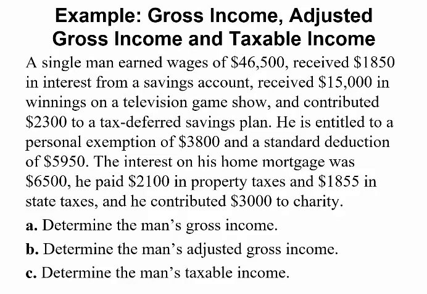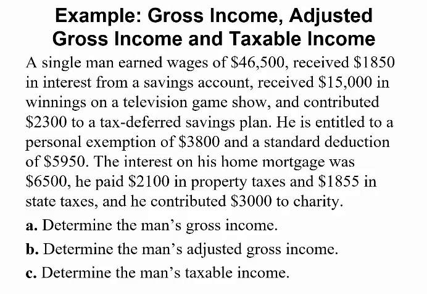All right, so let's talk about this difference between the gross income, the adjusted gross income, and the taxable income, just so you can see the difference. A single man earned wages of $46,500. Okay, so that's how much he made in that year. He received $1,850 in interest from a savings account. That's pretty good. He received $15,000 in winnings on a television game show. That must be nice. And he contributed $2,300 to a tax-deferred savings, right? So he is entitled to a personal exemption of $3,800 and a standard deduction of $5,950.